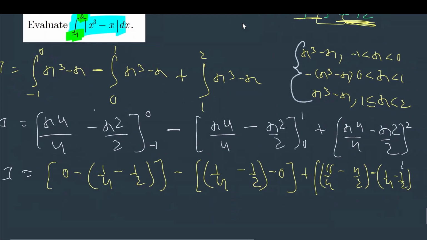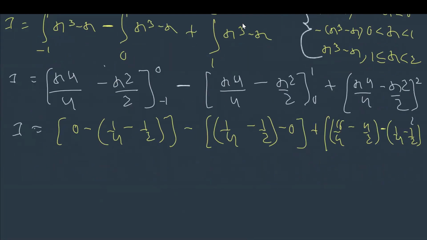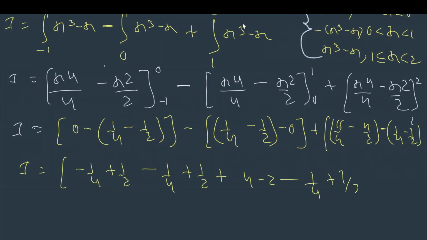Now check, if I open all the brackets over here, what we will get? I is equal to 0 minus 1 by 4 plus 1 by 2. Next, if I open this bracket, this is negative 1 by 4, positive 1 by 2. And if I open the last bracket, this is 16 over 4, 16 over 4 is 4 I'm writing, and this is minus 2 I should write. Then opening the bracket, this is minus 1 by 4 and positive 1 over 2. Now check what is getting cancelled over here.